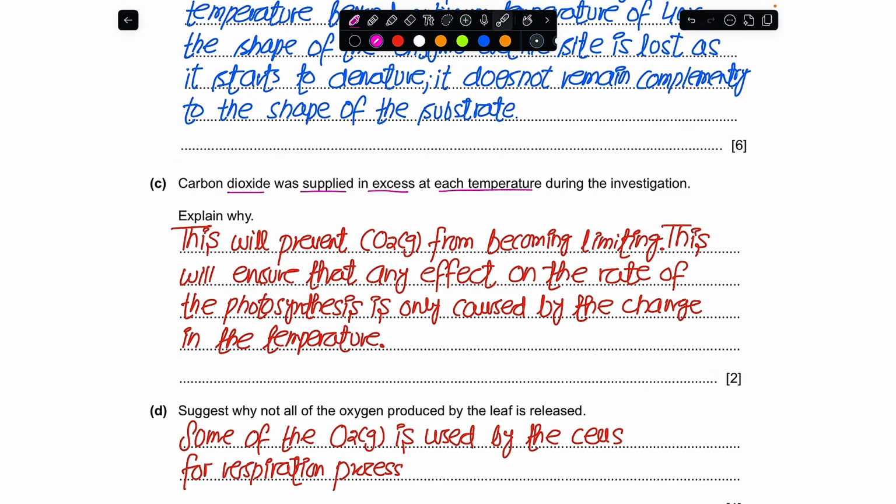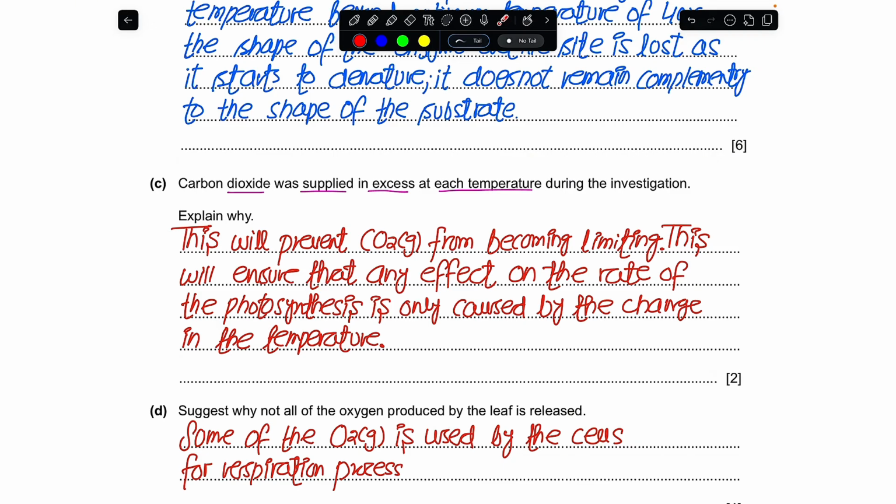So, in order to see that it is only the temperature which is impacting the rate of photosynthesis in this investigation, the carbon dioxide has to be supplied in excess so that it should not become limiting. Because if it became limiting, then the impact of the temperature on the rate of photosynthesis could not be studied alone or separately. So for 2 marks, this would be written as: this would always keep the CO2 in excess and it would not become limiting.